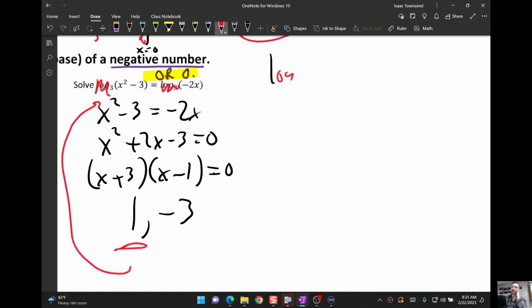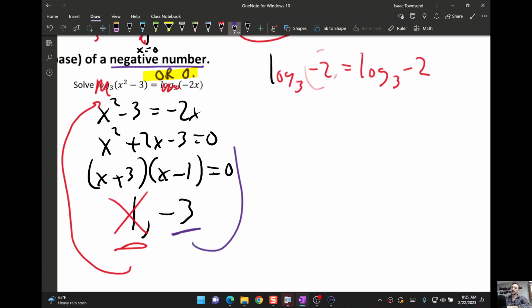into the original problem, and you would get this. And even though it makes the left side equal to the right side, this is not possible. There's no exponent of 3 that gives you -2. So that is extraneous. It would be incorrect to leave it as an answer.